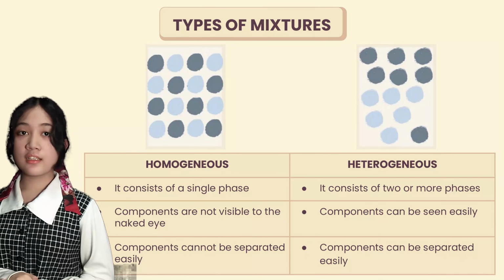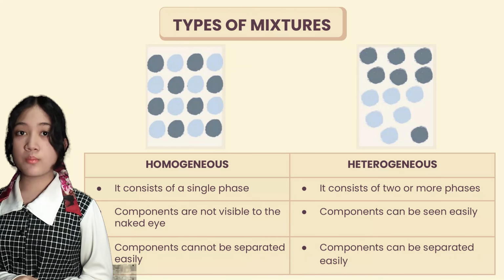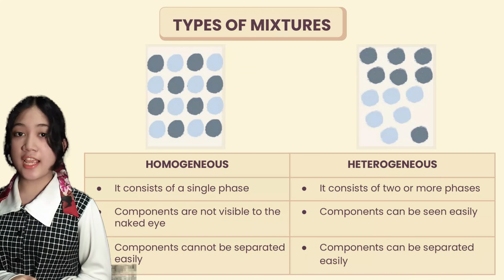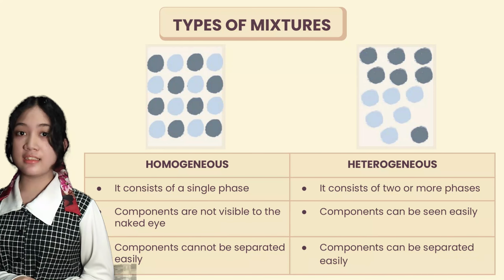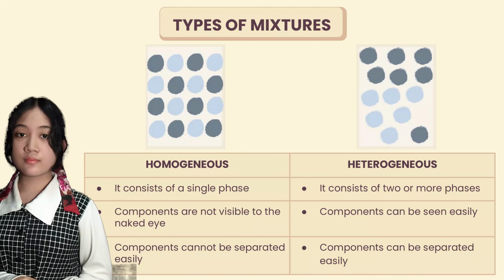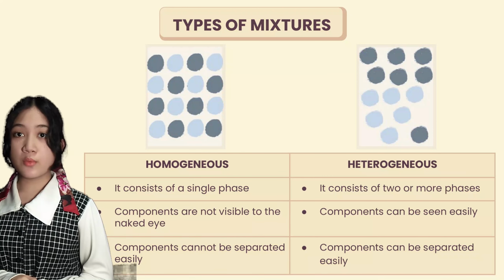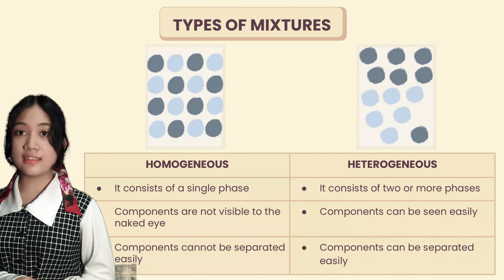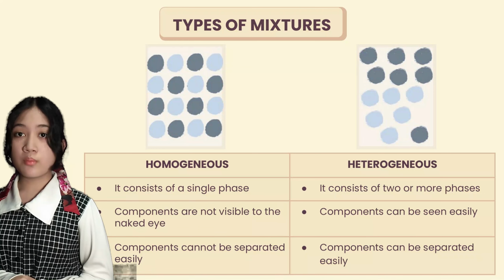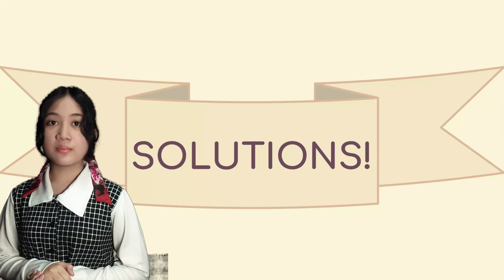Homogeneous. It consists of a single phase. Components are not visible to the naked eye. Components cannot be separated easily. Heterogeneous. It consists of two or more phases. Components can be seen easily. Components can be separated easily. We are already done learning about mixtures.